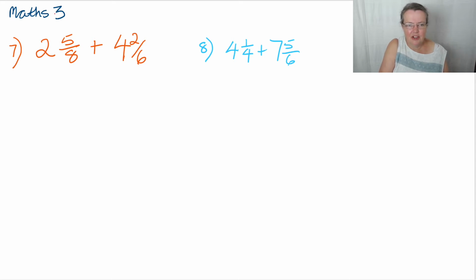Right, let's have a look. Can you cope with that flashing line? It's been one of those days. Good, thank you. 2 plus 4. Let's do the integers, the whole numbers first. So 2 plus 4 is 6. And then that plus this 5/8 plus the 2/6.